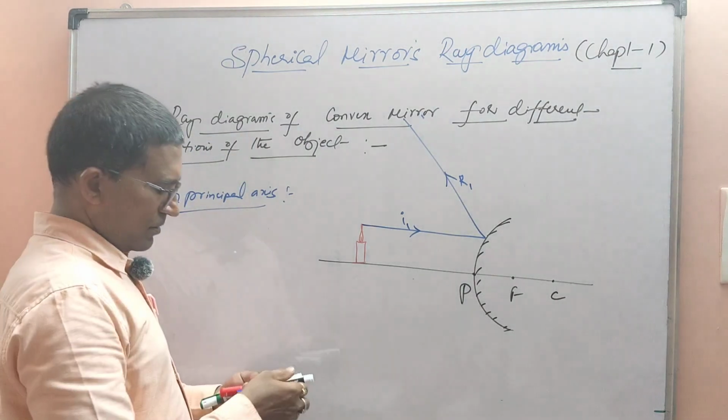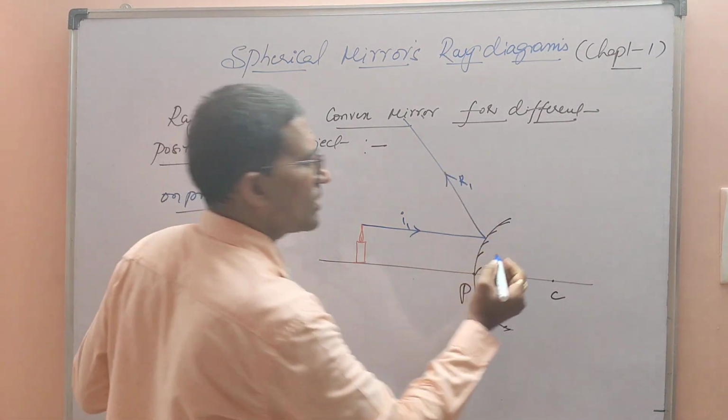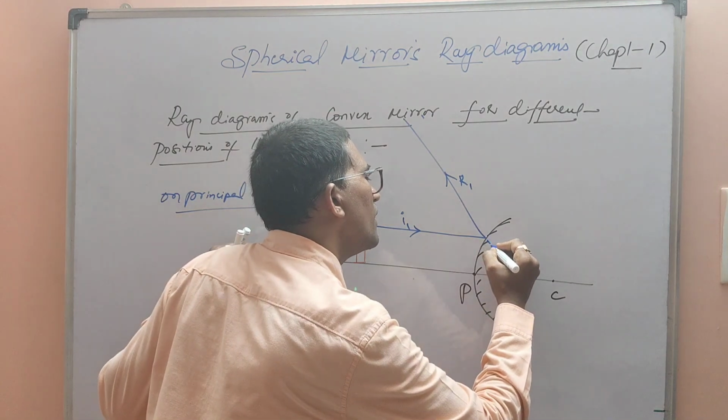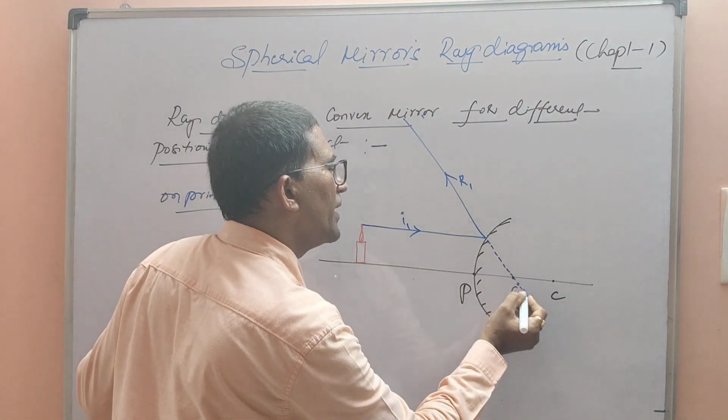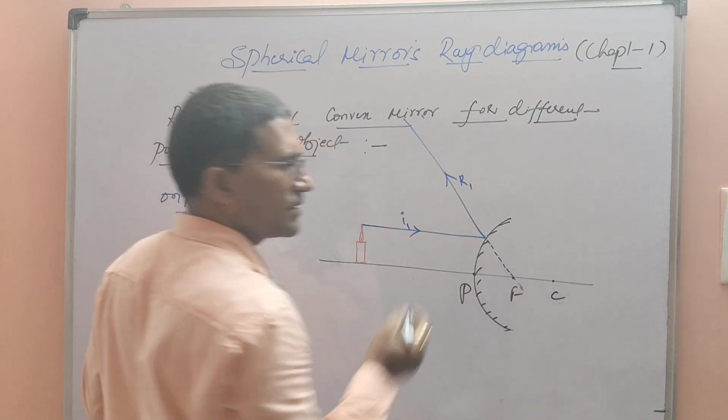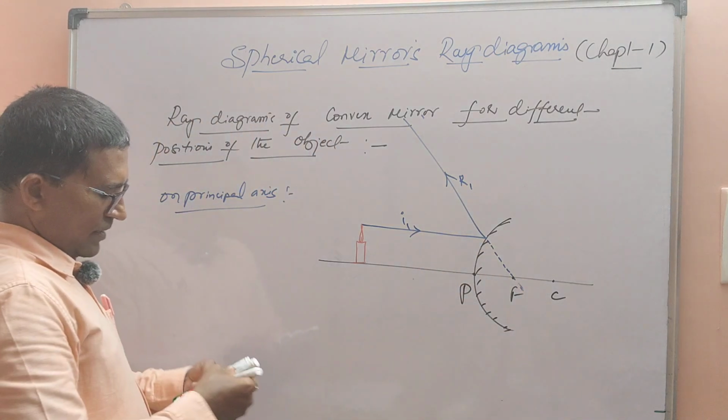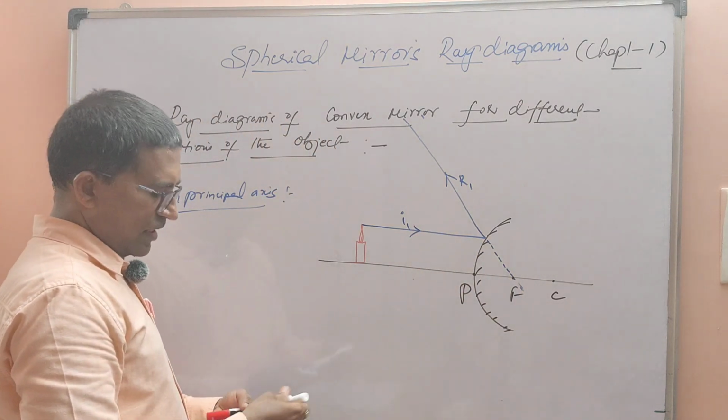Now the reflected ray is diverging. Now you extend this reflected ray back. It appears as if it is coming from where? It is coming from the focus. Is it clear?